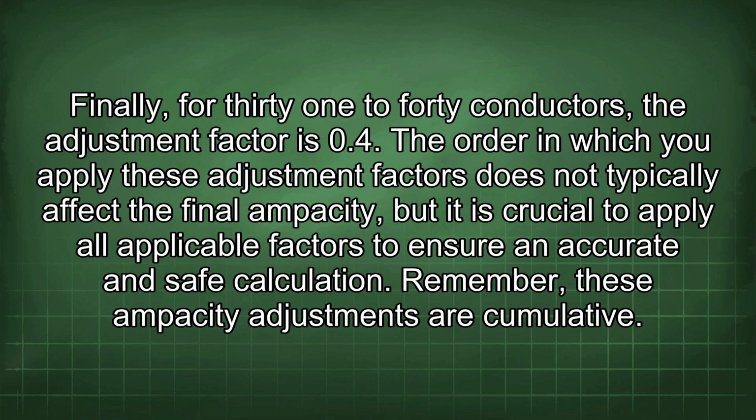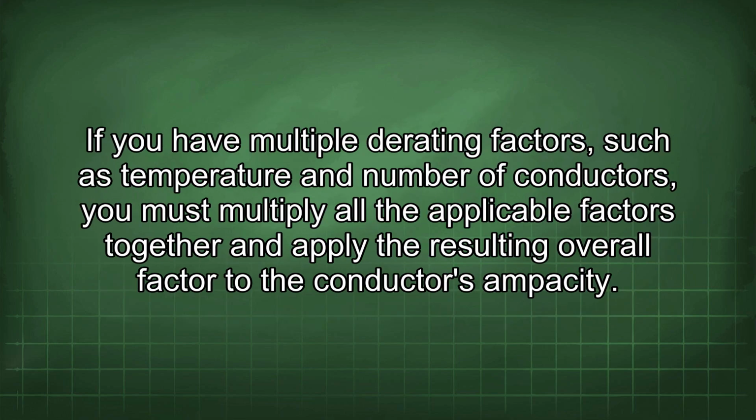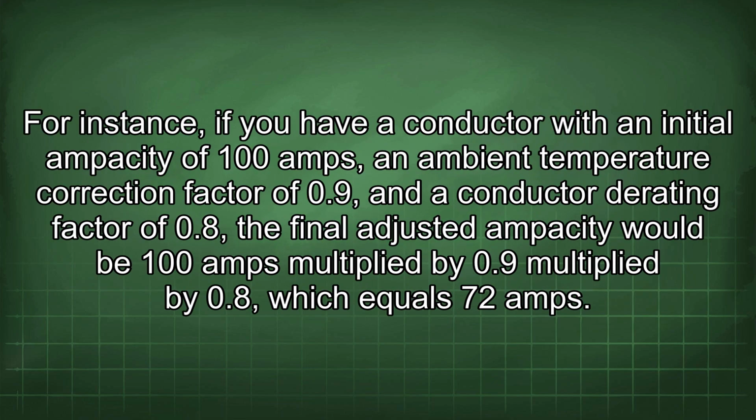Remember, these ampacity adjustments are cumulative. If you have multiple derating factors, such as temperature and number of conductors, you must multiply all the applicable factors together and apply the resulting overall factor to the conductor's ampacity. For instance, if you have a conductor with an initial ampacity of 100 amps, an ambient temperature correction factor of 0.9, and a conductor derating factor of 0.8, the final adjusted ampacity would be 100 amps multiplied by 0.9 multiplied by 0.8, which equals 72 amps.